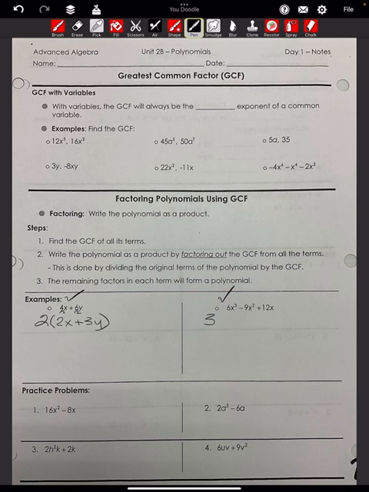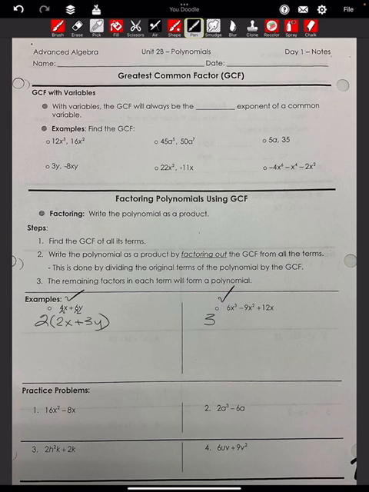Now we have to look at our variables. We have x to the third, x to the second, x to the 1. If it's the same letter in each of your terms but with different exponents, you always want the one with the smallest exponent, and you'll see why in just a few moments. It's easier to take a smaller number away from a bigger number than it is to take a bigger number from a smaller number.